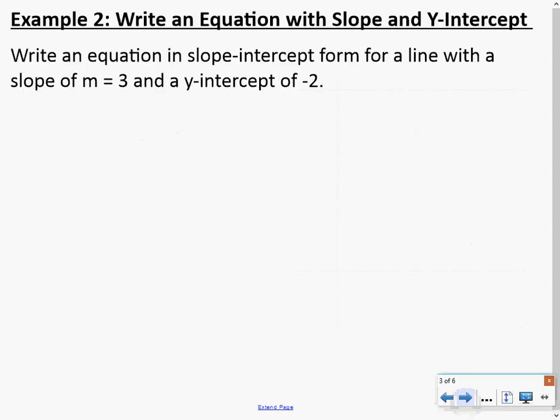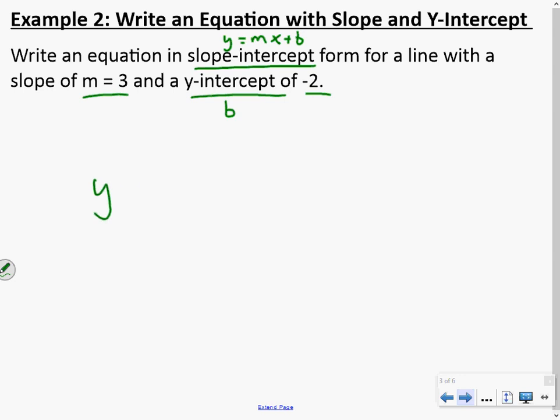It's also very easy to write an equation in slope-intercept form when we already know the slope and the y-intercept of the line. So if I'm going to write an equation in slope-intercept form, which we know is y equals mx plus b, and I know that it has a slope of 3 and a y-intercept, which remember is our b value, of -2, it's as simple as just plugging in the information that I know.